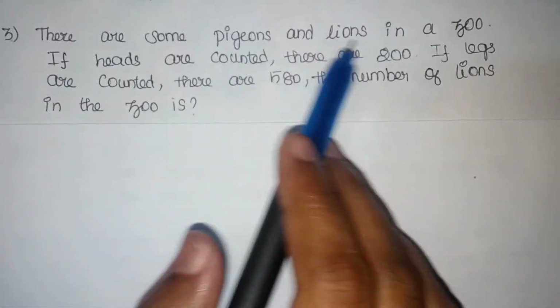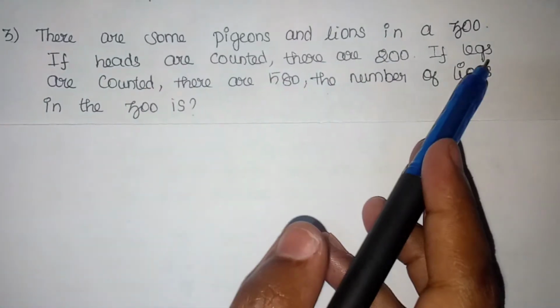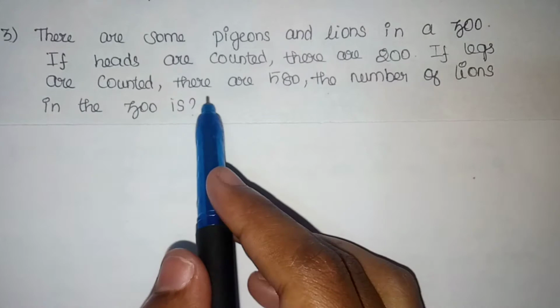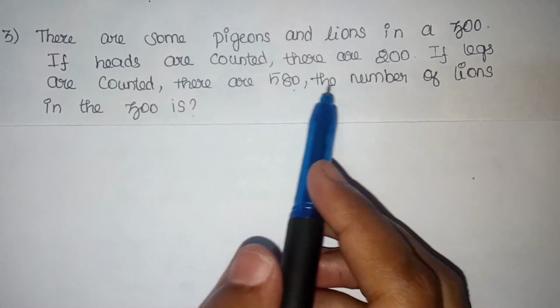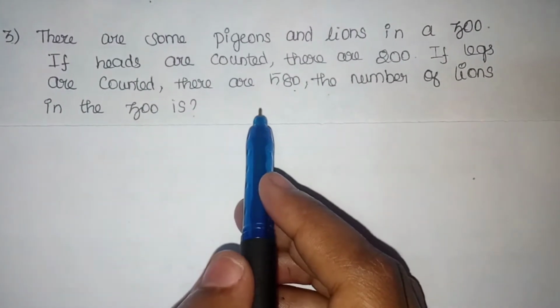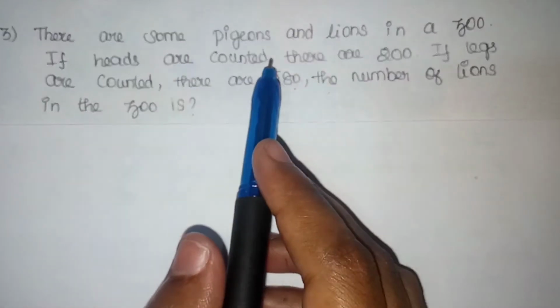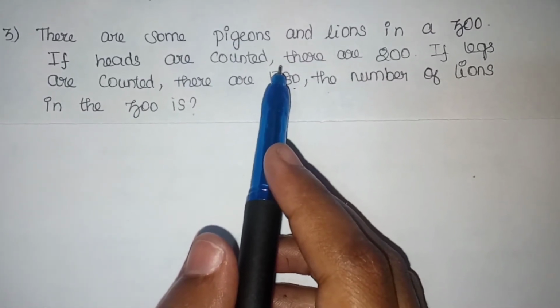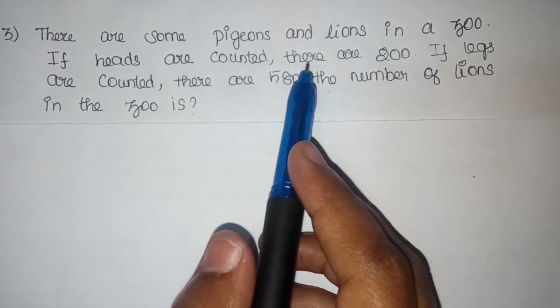There are some pigeons and lions in a zoo. If heads are counted, there are 200. If legs are counted, there are 580. The number of lions in the zoo is. Usually, for this type of problem, students may solve this using equations. We can solve this problem without using equations. Let us see how to solve this.